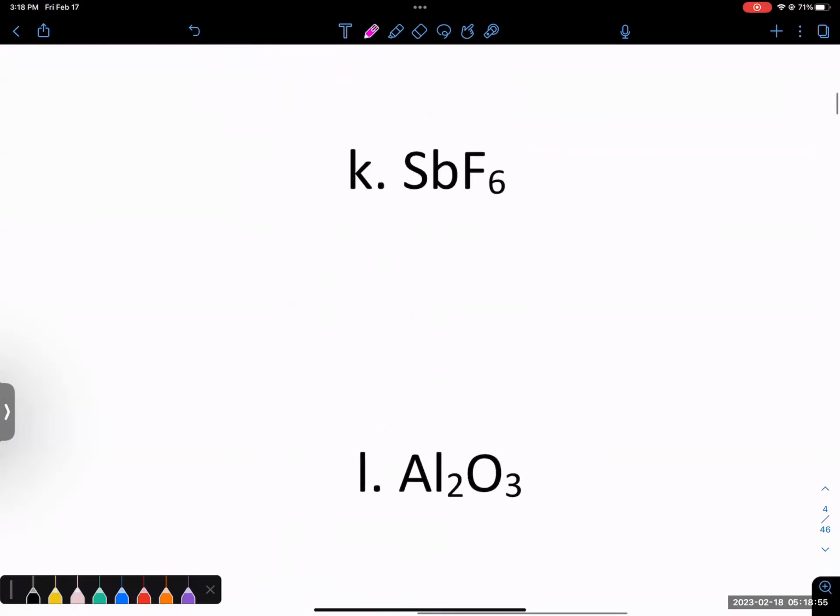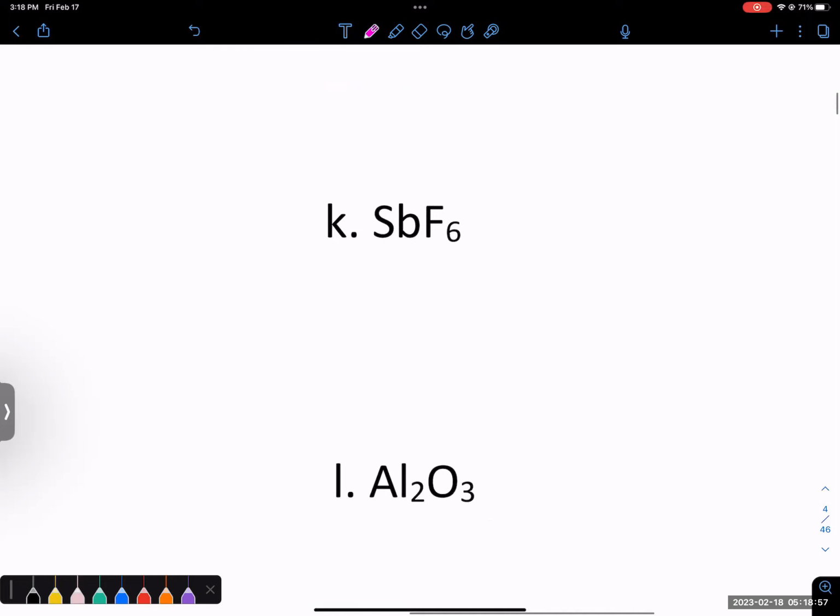All right. Zoom people, tell me the oxidation states for this one. Name it and tell me the oxidation states.